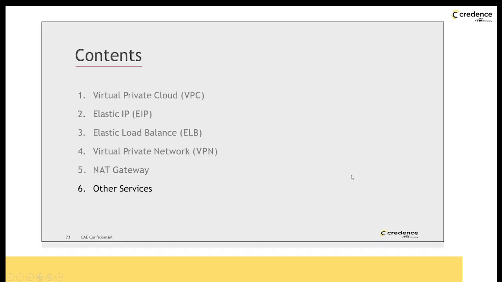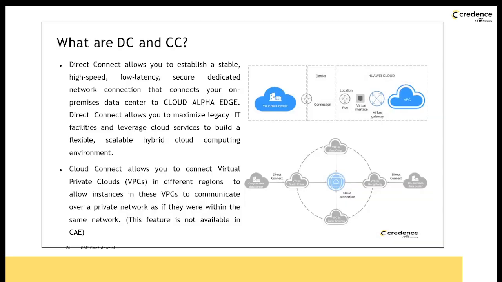Alright, so we finish our part 5, NAT gateway. Now we continue with the last part, part 6, other services. More information about the DC and CC, which is the last. Just now we learned about Direct Connect and Cloud Connect.